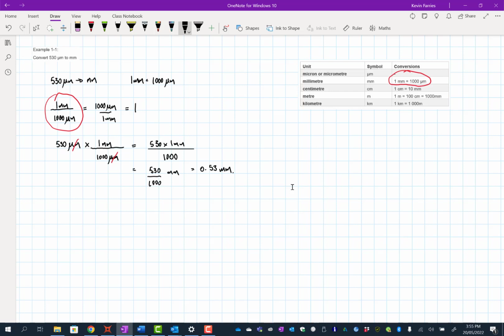Well, we know 1,000 microns is the same as a millimeter. 530 microns is about half of the 1,000, so it should be about half a millimeter. We've got an answer that's half a millimeter.